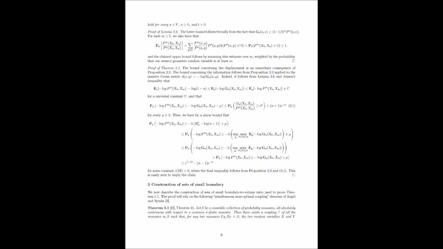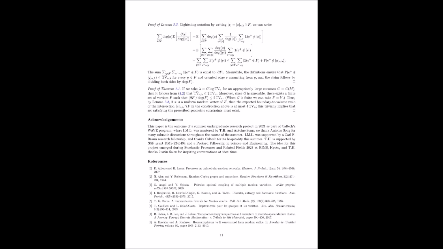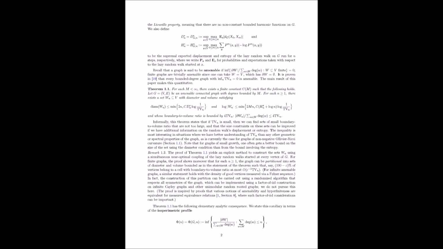All right. So far, so good. We've got this amazing connection between total variation decay and isoperimetry, and we've seen how it plays out in different types of graphs. But there's one more piece of this puzzle that we need to explore. Absolutely. Ollivier-Ricci curvature. Where does that fit into all of this? That's where things get really exciting. Ollivier-Ricci curvature is a concept borrowed from Riemannian geometry, which is the study of curved surfaces like spheres and hyperbolic spaces.